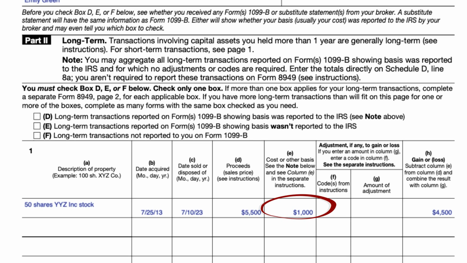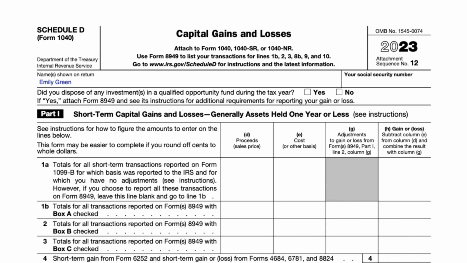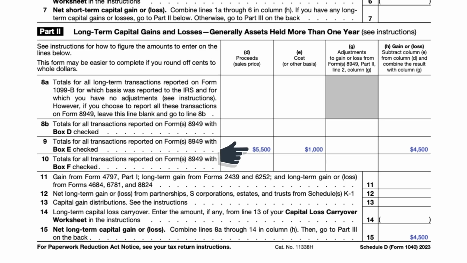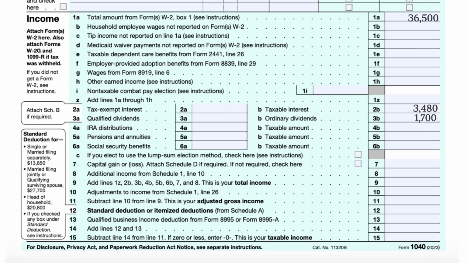So she made a profit of $5,500. So her net profit was $4,500. Going to Schedule D, we can see again that the $5,500 was entered for the sale price, $1,000 was entered for the cost of the stocks, then $1,000 was subtracted from the $5,500, giving us a total of $4,500. So the final amount of $4,500 is entered on line 7 of Form 1040.